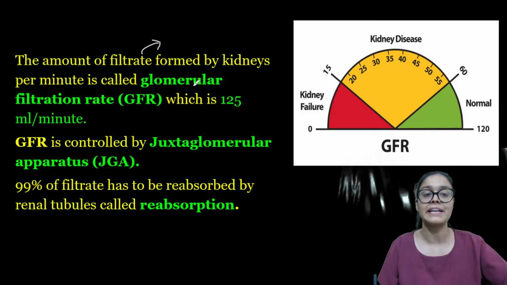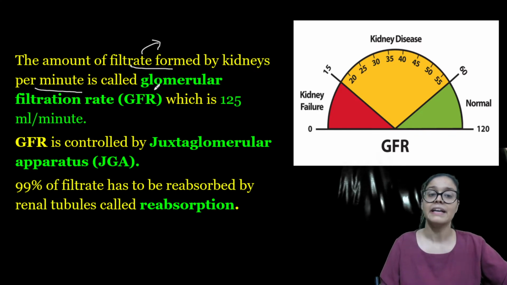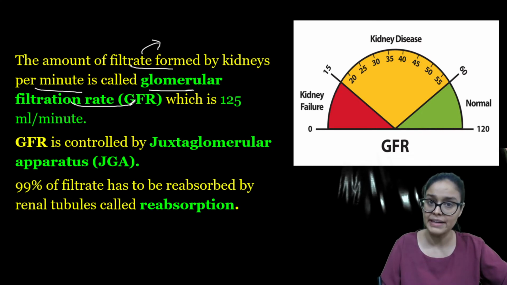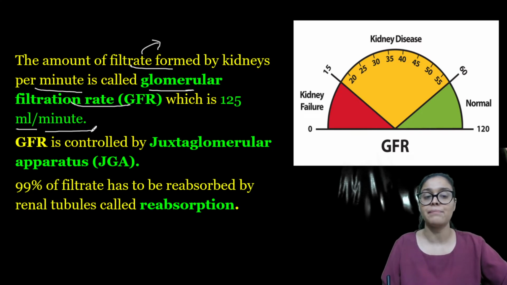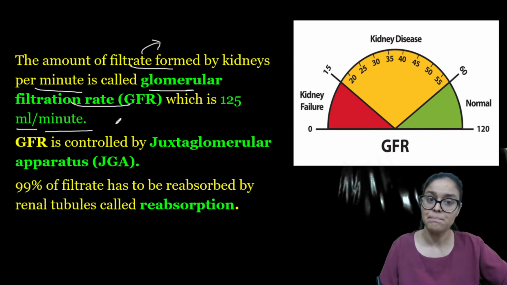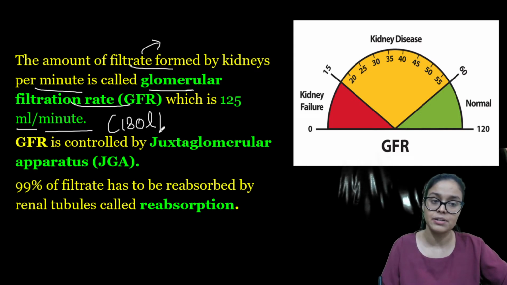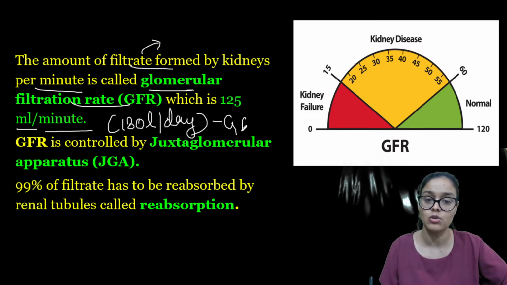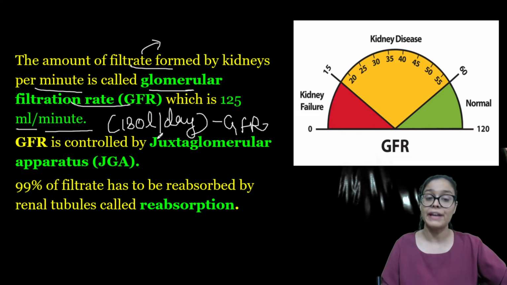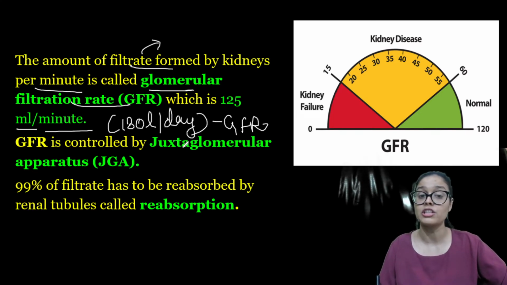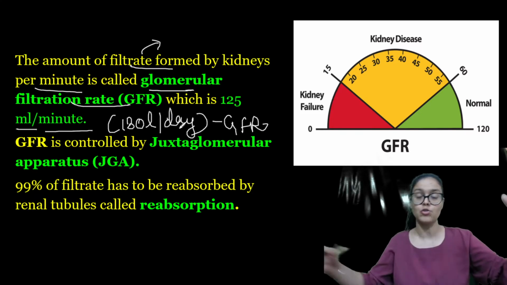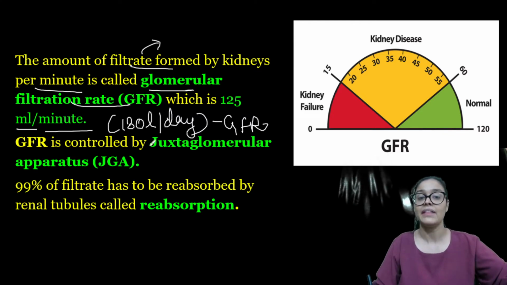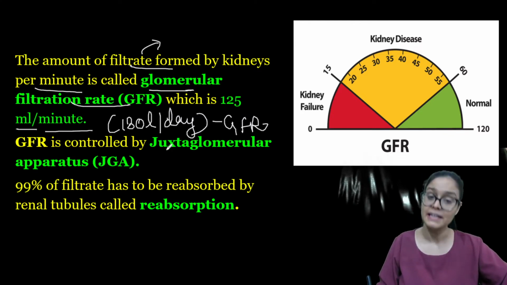So how much filtrate will be formed by the kidney per minute? The amount of filtrate formed by the kidney per minute is known as the glomerular filtration rate, and it is 125 ml per minute, right? And per day, it will be 180 liters per day. This is the GFR, glomerular filtration rate. So 180 liters in total is filtered out over the whole day. Blood comes several times into the kidney, and this much filtrate per day will be filtered out.